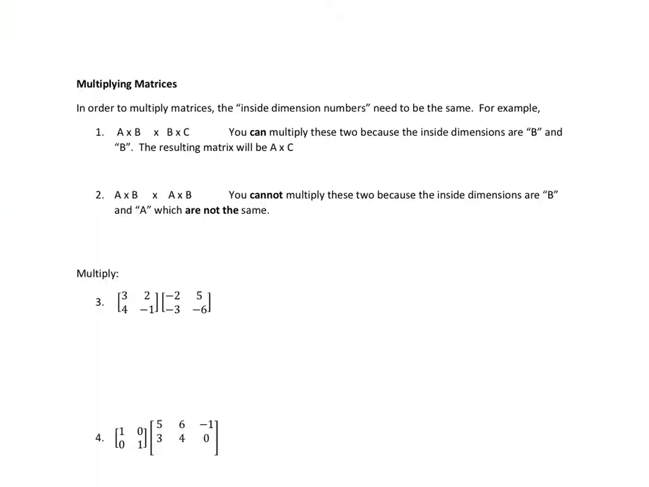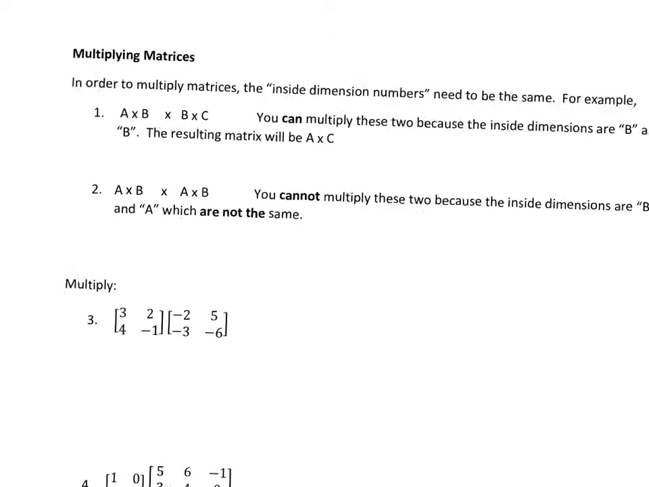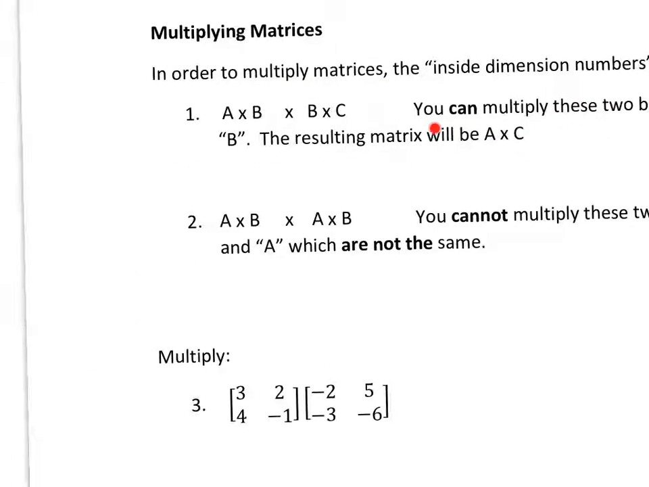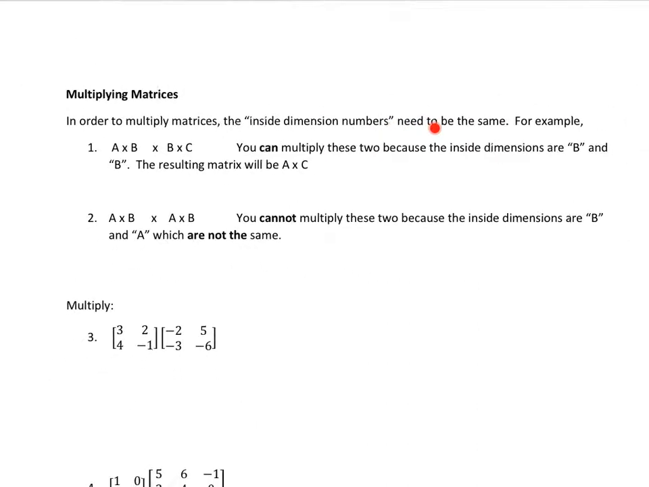Now multiplying matrices is a whole different game. In order to multiply matrices, the inside dimensions need to be the same. For example, let's pretend that this is 2 times 3, and you're multiplying it by, well, the B has to match, so it's 3 times 4. You can multiply these two because these 3's are the same. The 2 inside dimensions have to be the same. The resulting one is going to be the 2 outside numbers.